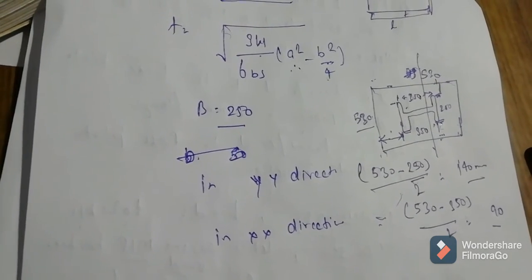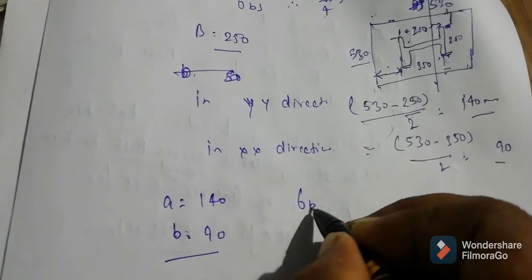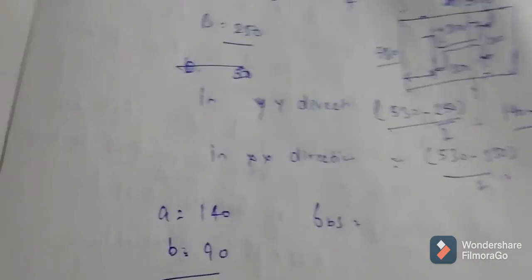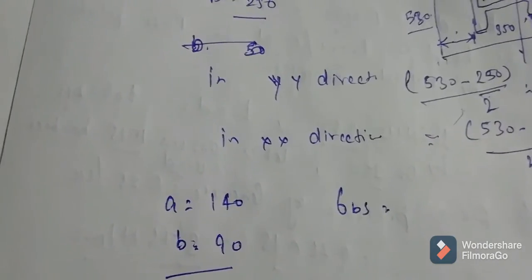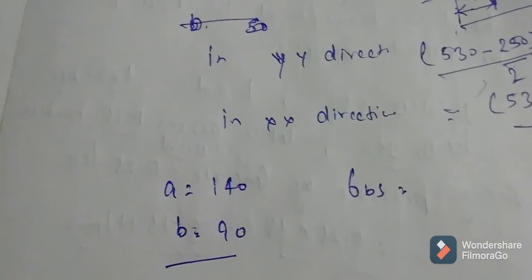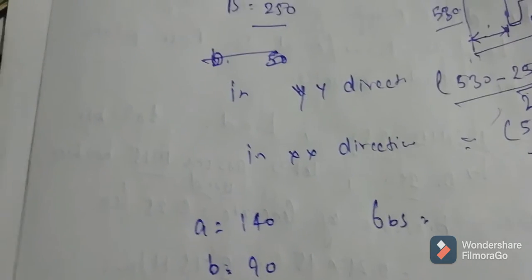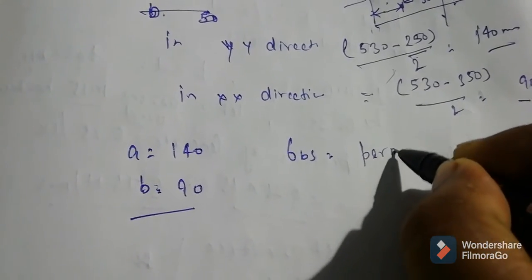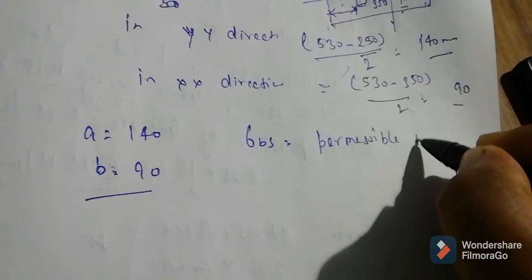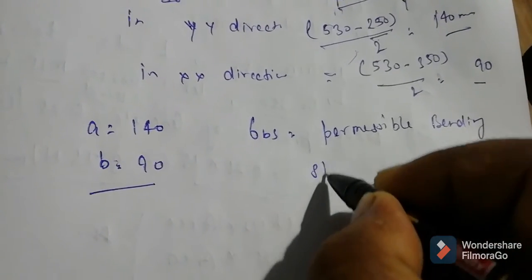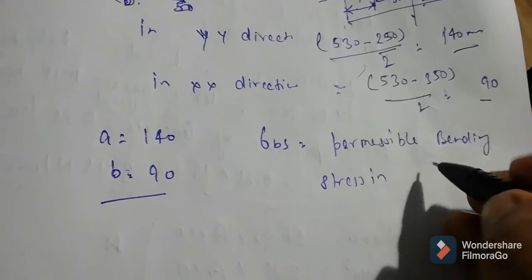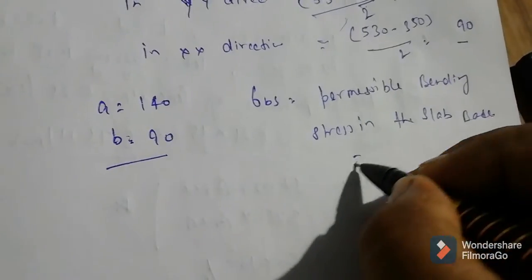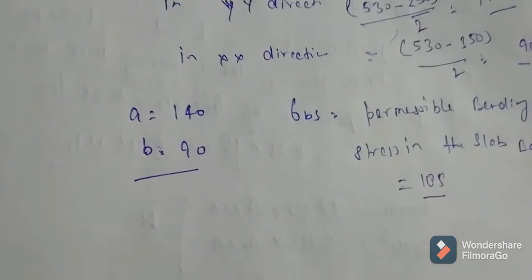So let's again see, what is sigma bs? See, sigma bs is the stress in bending, that is the permissible bending stress in the slab base. Normally it is taken as 185.